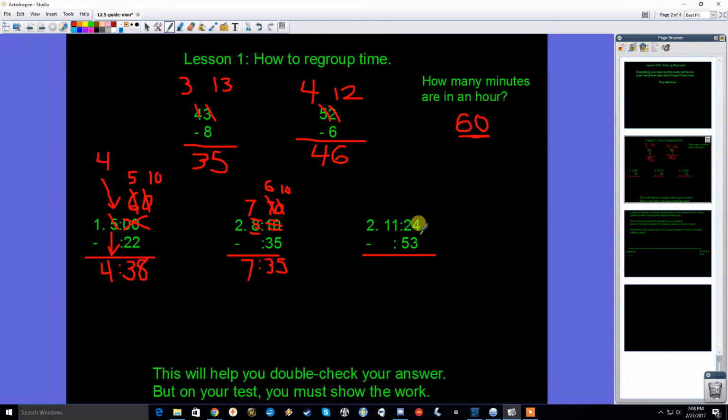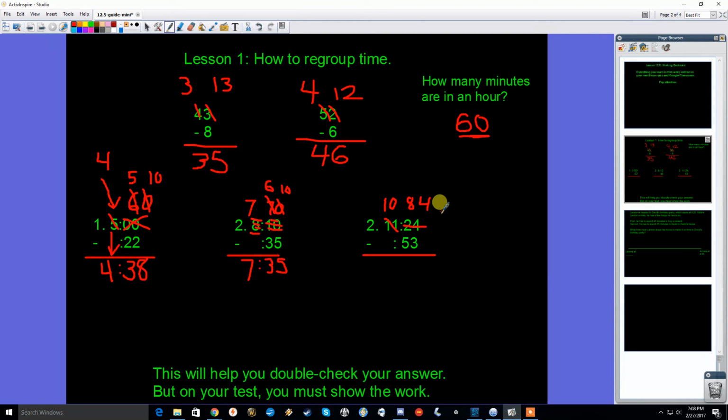Last one. 11:24 minus 53. 24 minus 53. That doesn't work. So what do we do? We're going to borrow 60 minutes. So let me make this into a 10 o'clock, because we borrowed 60 minutes from the hour. So what's 60 plus 24? It's going to be 84, right?